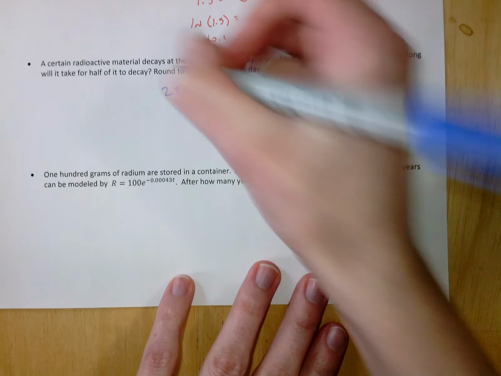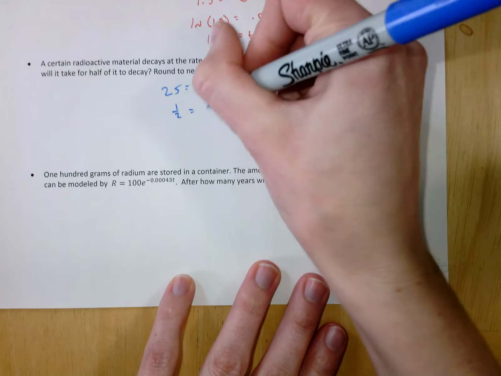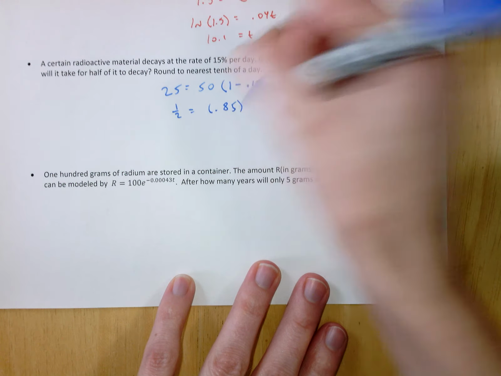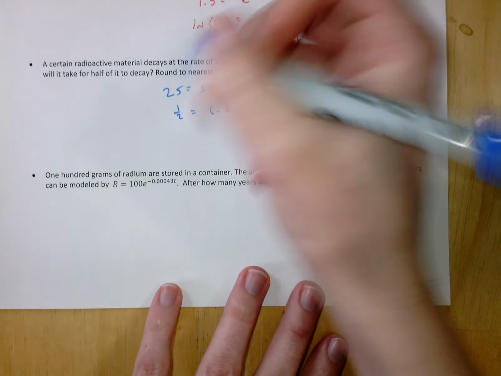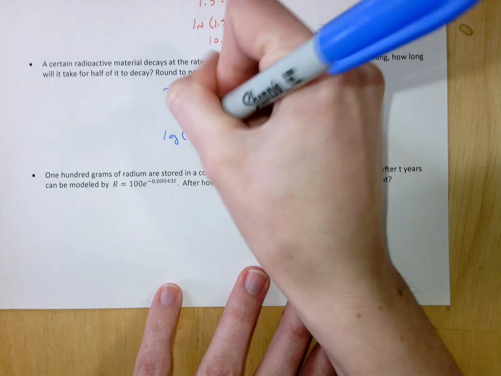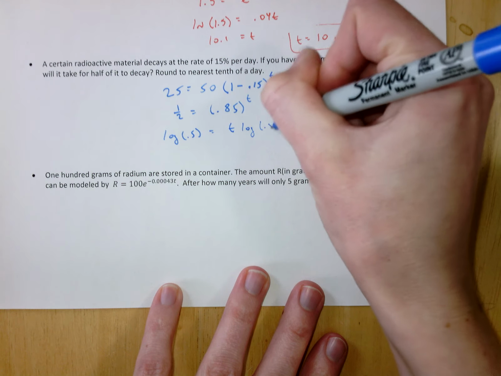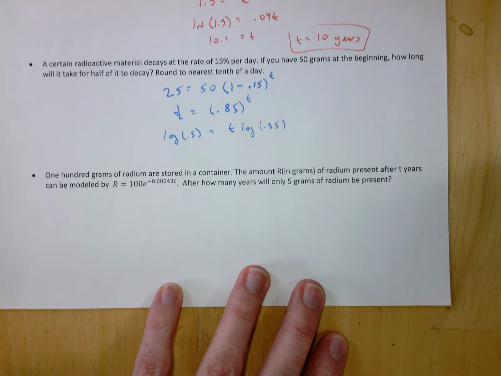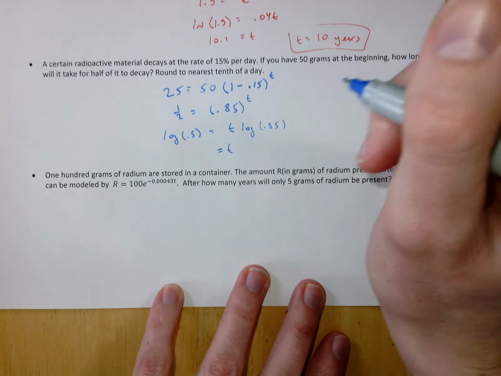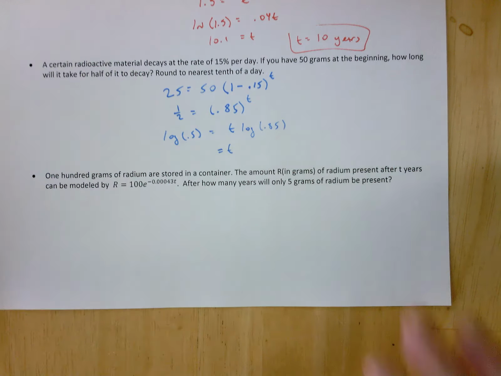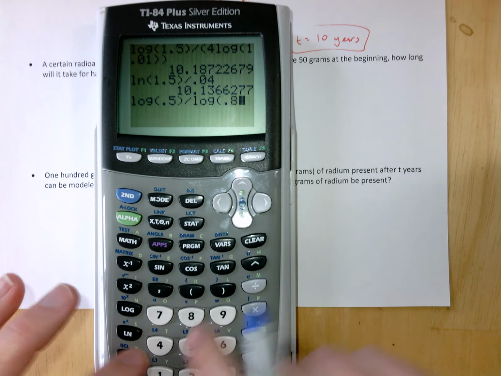I'm going to divide both sides by 50, so that's going to work out to a half. I don't know why I wrote a half instead of 0.5, but there you go. That would be 0.85 to the t. And I'm going to take the log of both sides. So I'm going to have the log of 0.5 equals dropping that exponent at the same time. And then I'm going to divide both sides. So I'm going to have log of 0.5 divided by the log of 0.85.